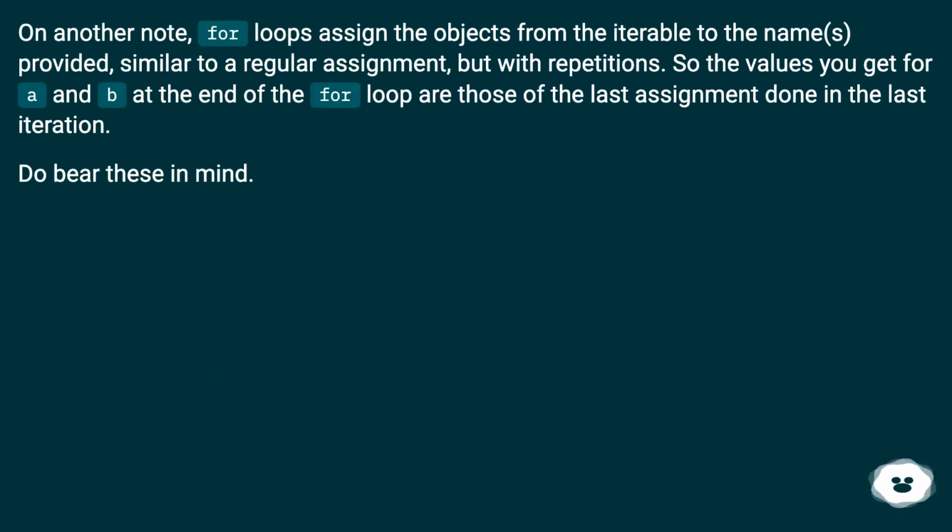On another note, for loops assign the objects from the iterable to the names provided, similar to a regular assignment, but with repetitions. So the values you get for A and B at the end of the for loop are those of the last assignment done in the last iteration. Do bear this in mind.